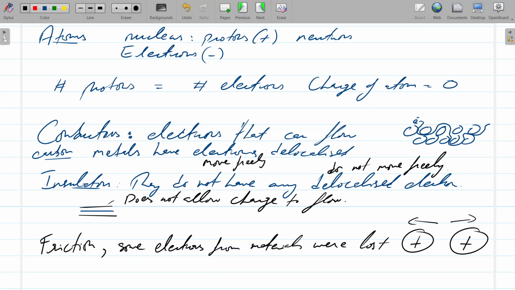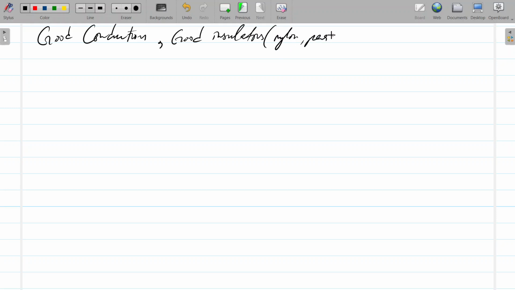Now we have materials that are good conductors, such as metals and carbon. We have materials that are good insulators, such as plastics: polythene, cellulose acetate, nylon, perspex. So we've got good conductors, and we've got good insulators. These are nylon, perspex, so different forms of plastic.